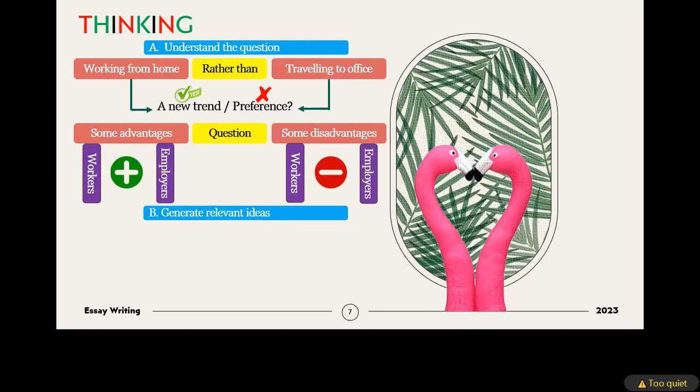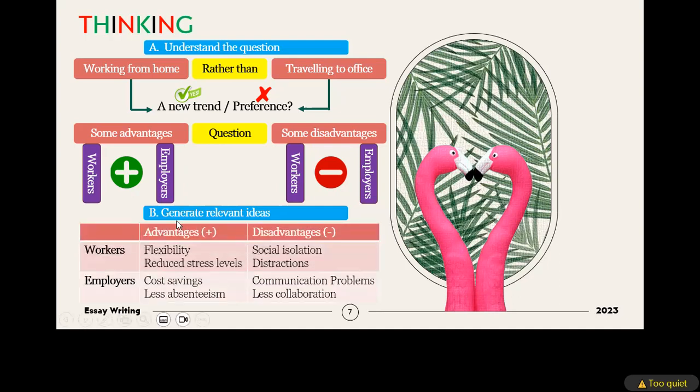Okay, now this is the problem. Some of the students overcomplicate things, and this is why they cannot write. So try to come up with very simple ideas, very simple. I will show you now how you can do this. Okay, now look at this one.